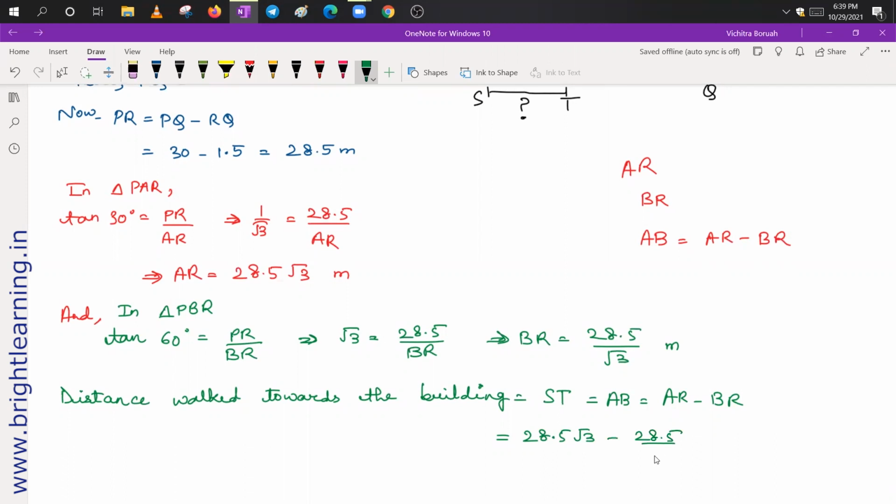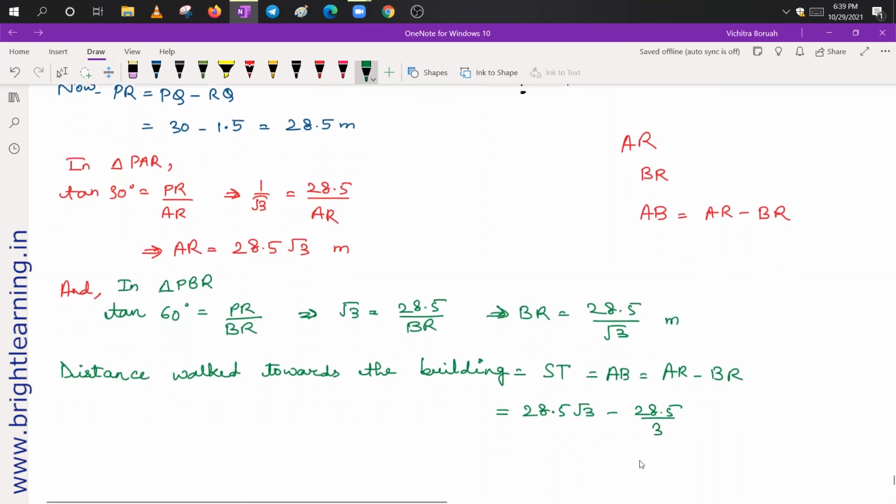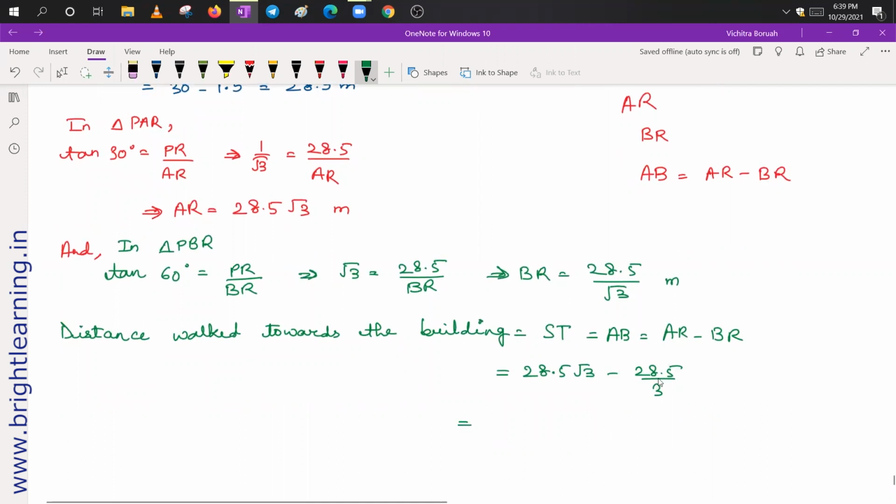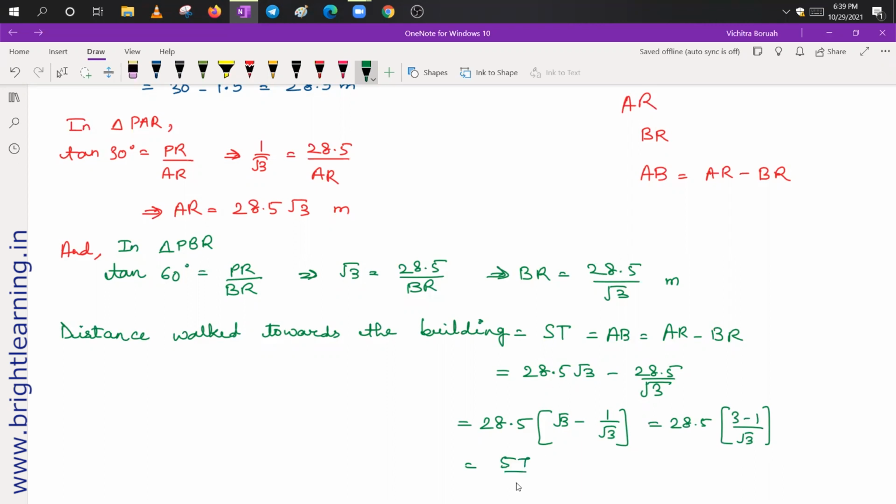Okay, so for simplification, first you take 28.5 as common, and here you will get root 3 minus 1 upon root 3, and you simplify these brackets first. So root 3 into root 3 is 3. So 3 minus 1 upon root 3. So 3 minus 1, that is 2. So 28.5 into 2 is equal to 57. So 57 upon root 3 meters. So this is the distance.